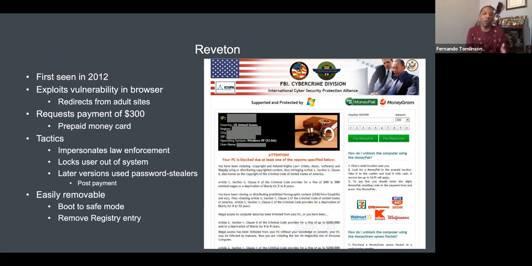Because typically this ransomware operated based upon a vulnerability in the browser, but redirected from adult sites. So if somebody felt like they weren't really supposed to be there, and now they're getting this FBI cybercrime division thing, they just wanted it to go away very quickly. So this ransomware requested a payment of $300, and at the time, it was a money card that it wanted. To try to instill fear in the user, it actually tried to impersonate law enforcement. It locked the user out of the system. And then guess what? Later on, the ransomware also tried to steal passwords and what have you.